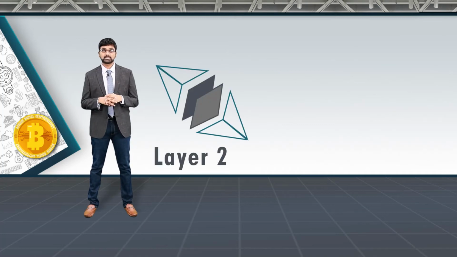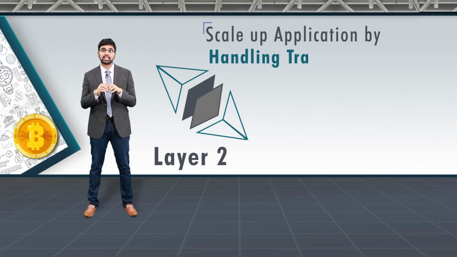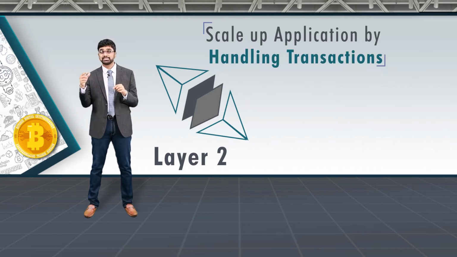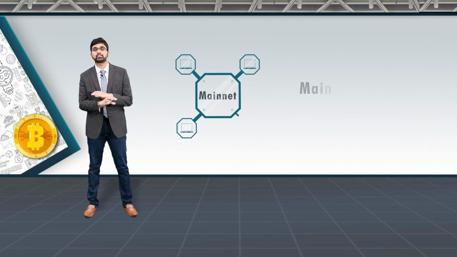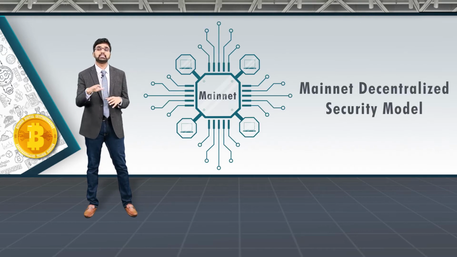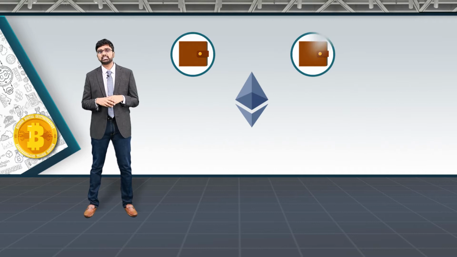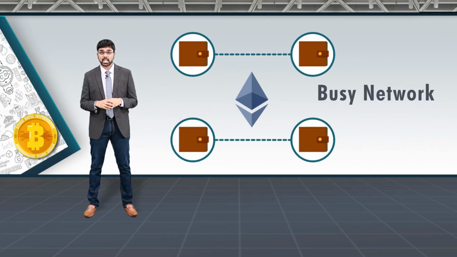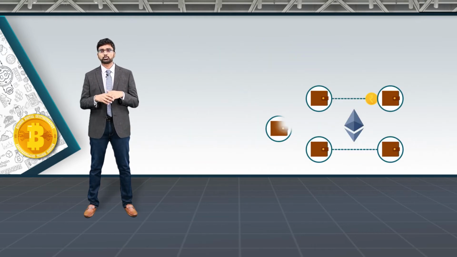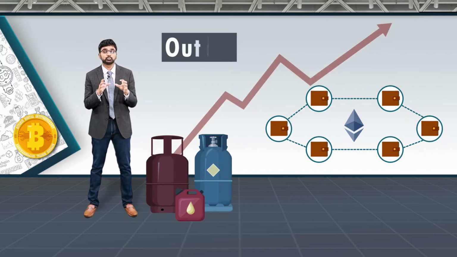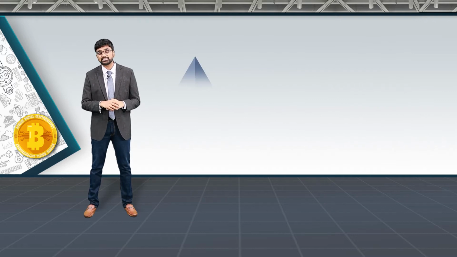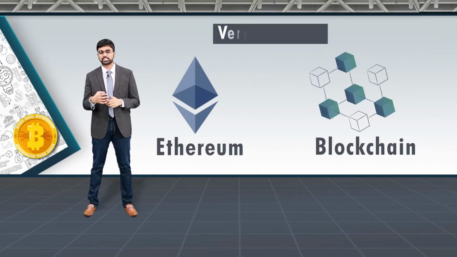Layer 2 is a collective term for solutions designed to help scale up an application by handling transactions over layer 1, such as the Ethereum mainnet, while taking advantage of the robust decentralized security model of the underlying layer 1 mainnet. Transaction speed suffers when the network is busy, which can make the user experience poor for certain types of decentralized applications. And as the network gets busier, the gas prices increase as transaction senders aim to outbid each other. This can make using Ethereum or any other programmable blockchain very expensive.